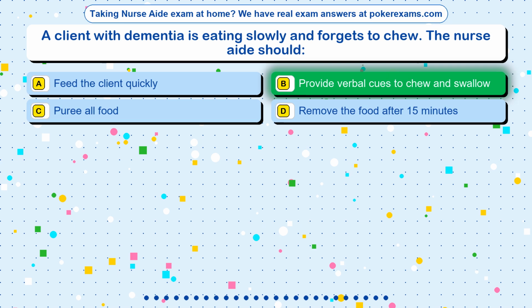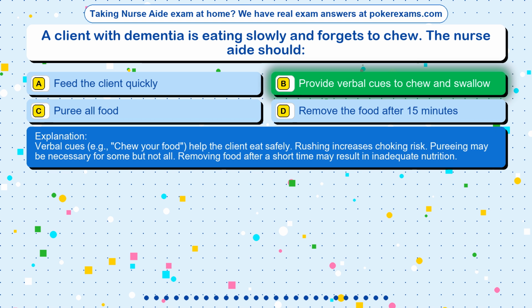The correct answer is option B, provide verbal cues to chew and swallow. Verbal cues, for example, "chew your food," help the client eat safely. Rushing increases choking risk. Pureeing may be necessary for some but not all. Removing food after a short time may result in inadequate nutrition.